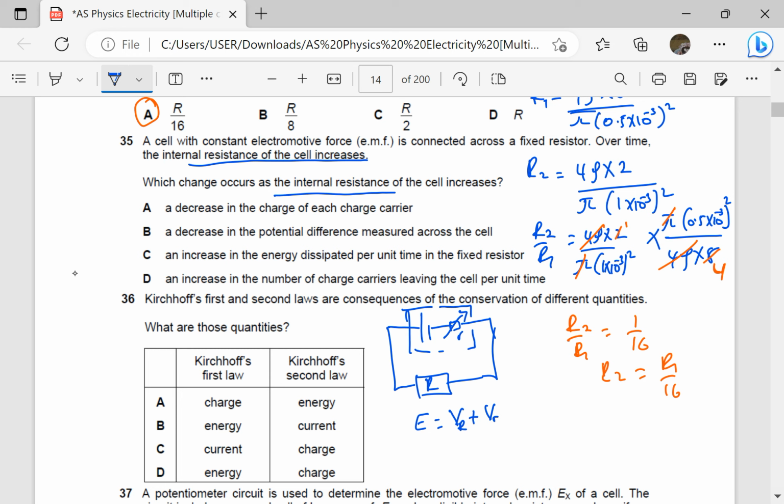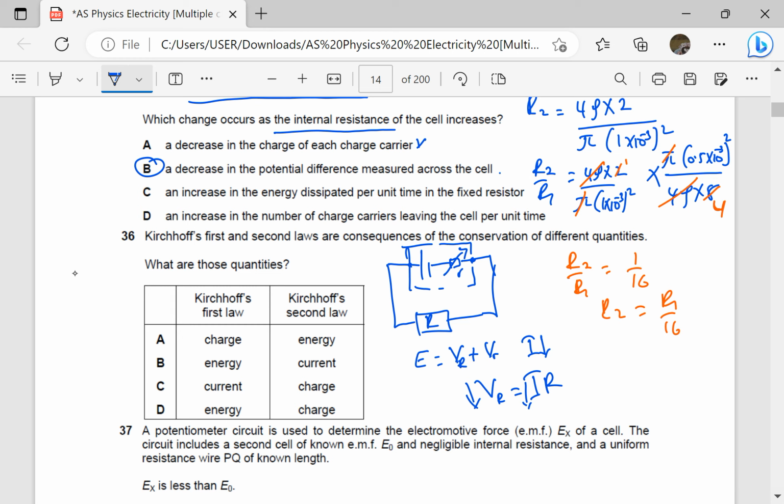So we are saying a decrease in potential difference measured across the cell. That will be the terminal PD here. So the answer is going to be B. Because if the current has decreased, terminal PD across R is equal to I times capital R. I has decreased, means V across R decreases. The answer is B. There will be a decrease in the potential difference measured across the cell. That is the terminal PD.